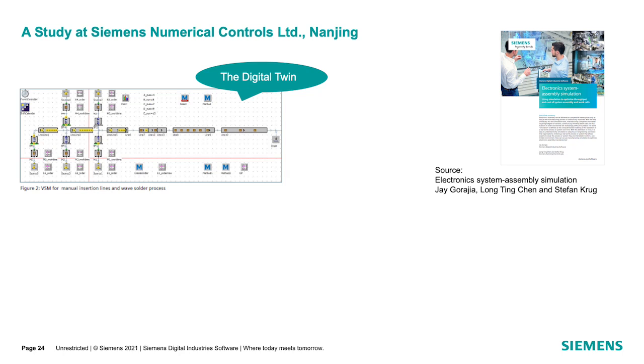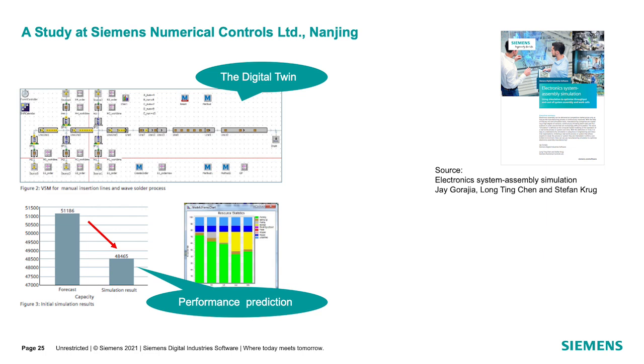Back to Siemens numerical controls. A case study performed there was reported in a white paper by Jay Goraja, Longtim Chen, and Stefan Krug. A digital twin was created for manual insertion lines and wave soldering. This is a mix of labor and automation. The KPI was capacity, sometimes also referred to as performance.